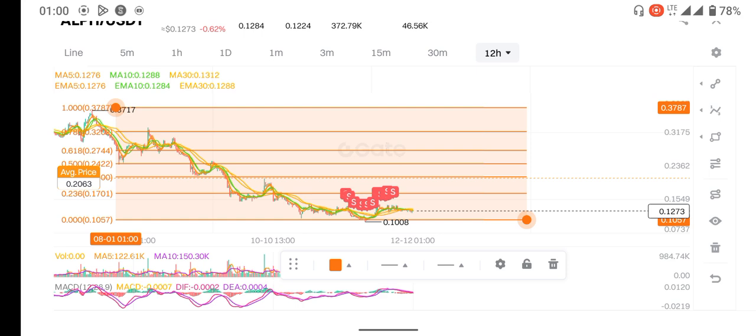Okay, so at 61.8%, we're expecting the price to recover to 0.2744. At 78.6%, we're expecting the price to recover to 0.32. And at 100%, we're expecting the price to recover to 0.3, which is absolutely phenomenal.